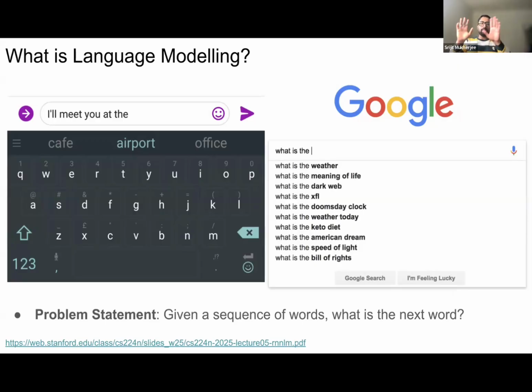The problem statement is the following: given a sequence of words, this is what language modeling means, guys. Given a sequence of words, let's say, as you can see, "I will meet you at the", and then your keyboard will give you a few options: cafe, airport, office, etc. So given a sequence of words, what is the next word? This is the basic problem statement. Any questions? So this is the meaning of language modeling.